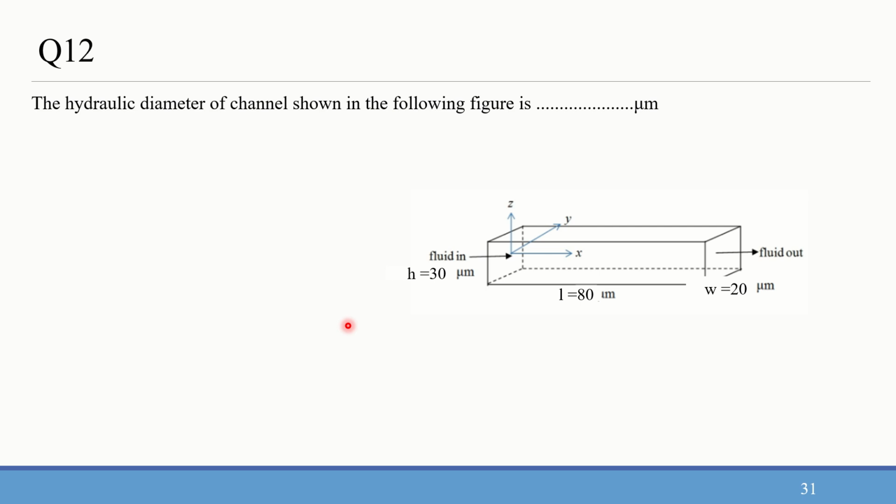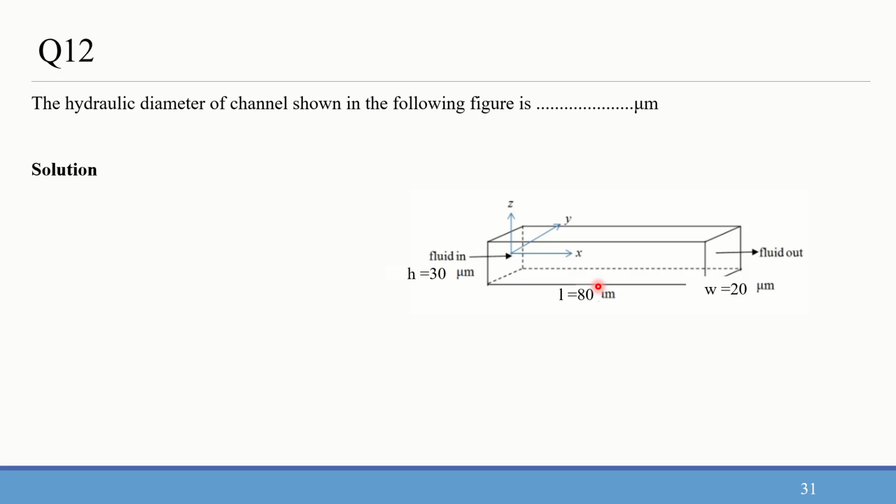We have one more problem wherein we are asked to find the hydraulic diameter of the channel shown in the following figure. The hydraulic diameter of the channel is dash micrometers. What is given? We have a channel where fluid enters through one inlet and flows out through the other. The height of the entrance is 30 micrometers, the width W is 20 micrometers, and the length is 80 micrometers.